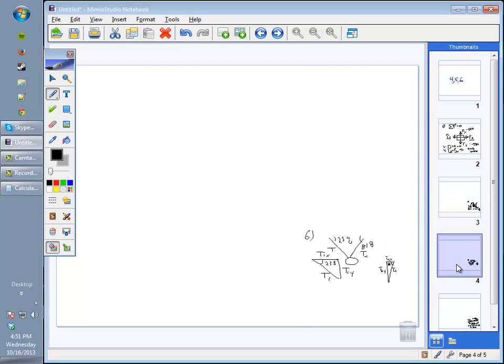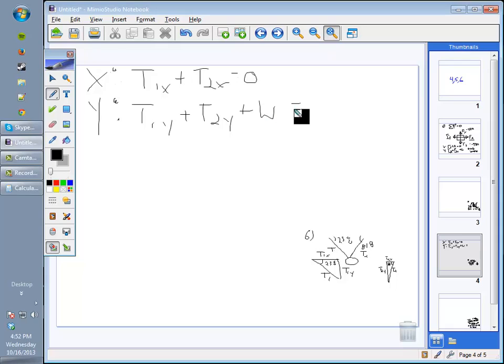Uncomfortable. Alright, anyway. So what we're gonna have to do here is write our list of equations. So we've got the x direction and we have the y direction. Alright. So in the x direction, we're gonna have T1x plus T2x, and this whole thing is at equilibrium, so it's going to equal 0. It's at equilibrium because it's not moving. It's hanging. In the y direction, we've got T1y plus T2y plus gravity, which we'll call weight, is equal to 0.